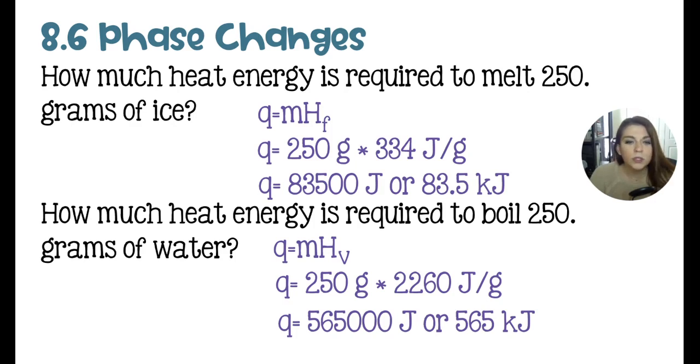For boiling, we would use Q equals mHV, HV being the heat of vaporization. Again, we take that mass of 250 and multiply it by the heat of vaporization, which is 2,260 joules per gram, with a final heat value of 565,000 joules or 565 kilojoules.